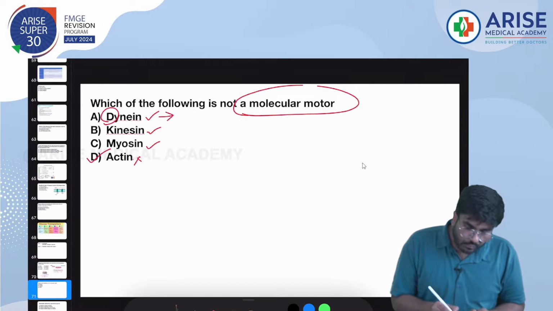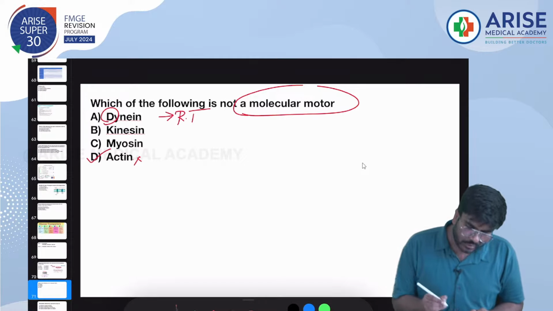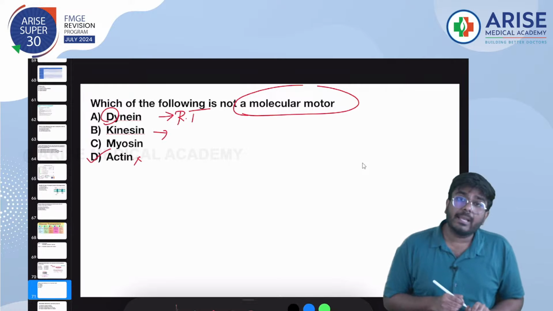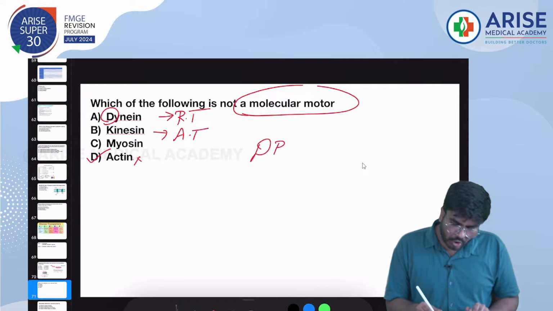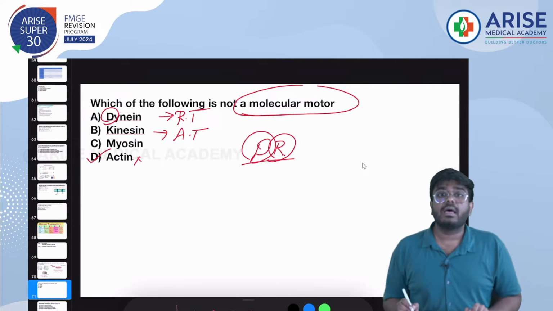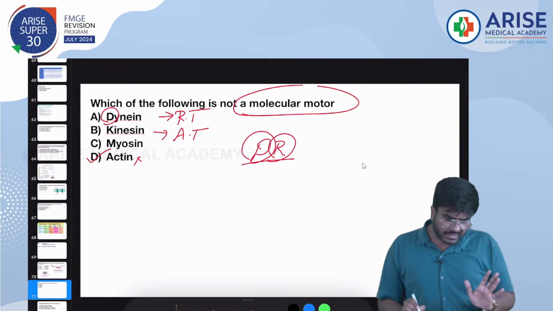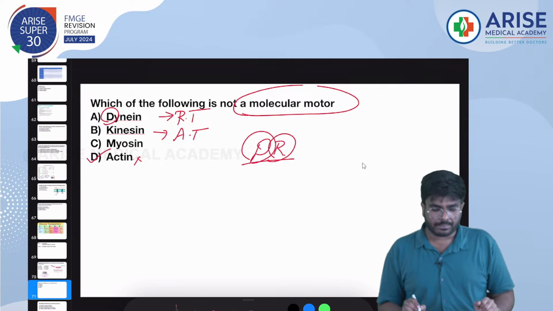Dynein helps in what kind of transport? Dynein helps in retrograde transport. Kinesin helps in anterograde transport. So dynein helps in retrograde transport. Okay, so these are the three important molecular motors: dynein, kinesin, and myosin, which is a recent previous year question.